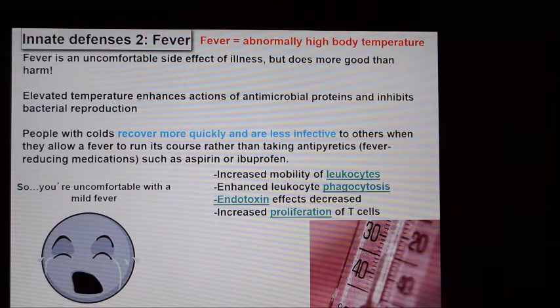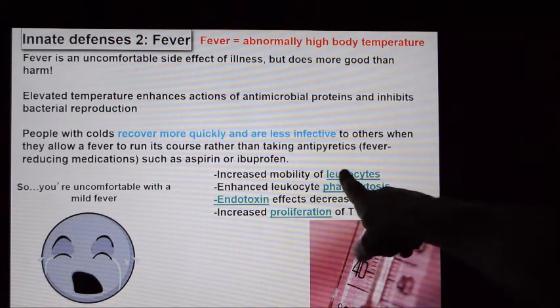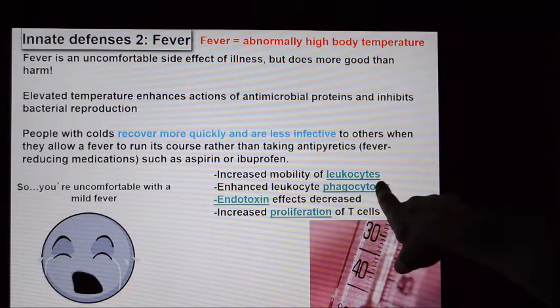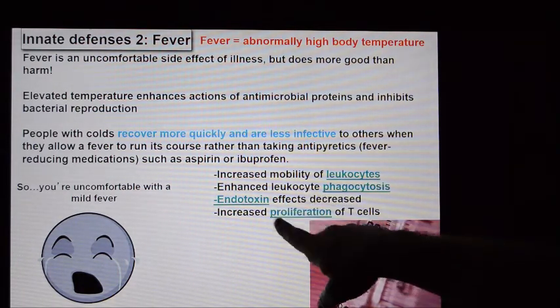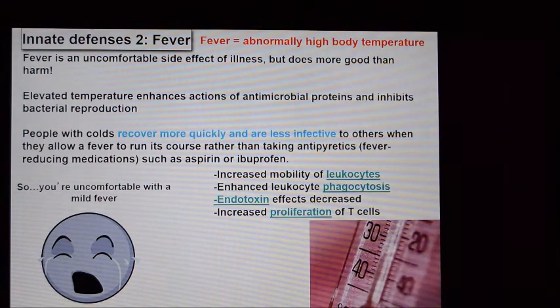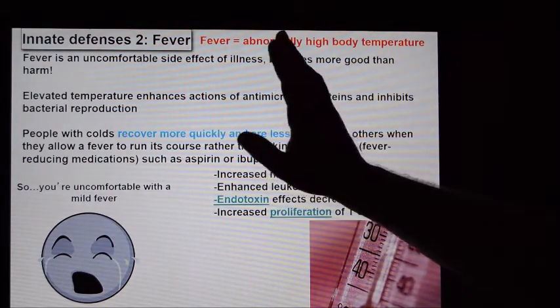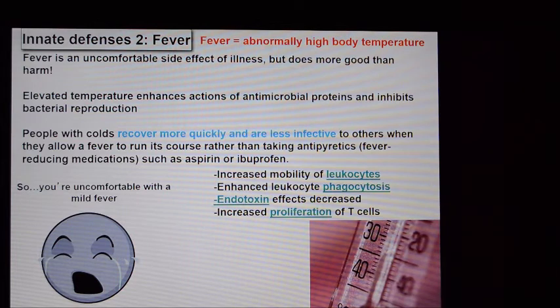So if you've got a fever of 100, 101, this actually increases the mobility of your white blood cells, makes your white blood cells better at absorbing foreign bodies, and prevents or decreases the effects of toxins released by certain bacteria. So a mild fever is a form of innate defense. It attacks everything equally. It actually helps you to stay healthier if you have a mild fever. In fact, it's pretty easily documented that when people have a mild fever, they are less infective and recover more quickly from diseases than people who take what are called antipyretics, like Tylenol and all that fun stuff.